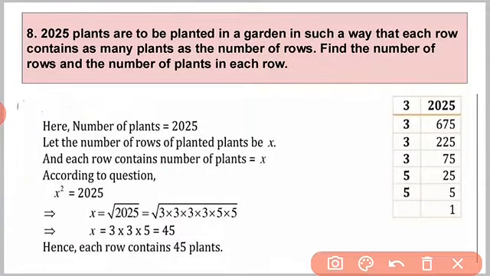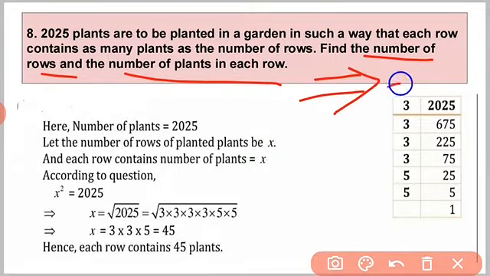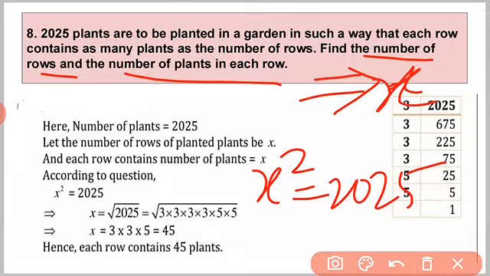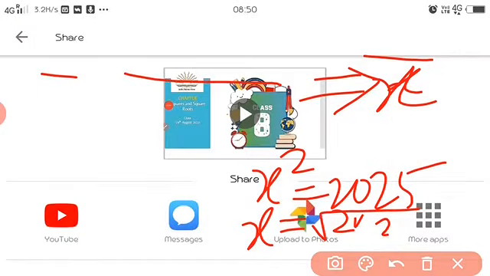We have to find the number of rows and the number of plants in each row. These are the same value. So we have to find x, and we have been given the value of x squared, which is equal to 2025. To find x, we need to find the square root of 2025. So we take square root of x equal to square root of 2025.